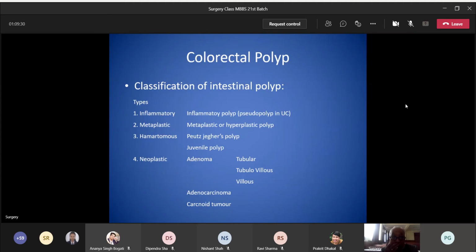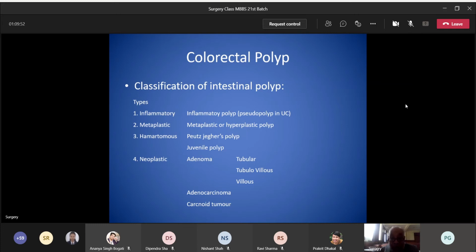Other classifications: a colon polyp is either inflammatory, that is pseudopolyps, or in ulcerative colitis. Usually they are not typical polyps because they don't have all the layers of the cells of the tissue of origin. They are just polyp-like, but they are pseudopolyps.